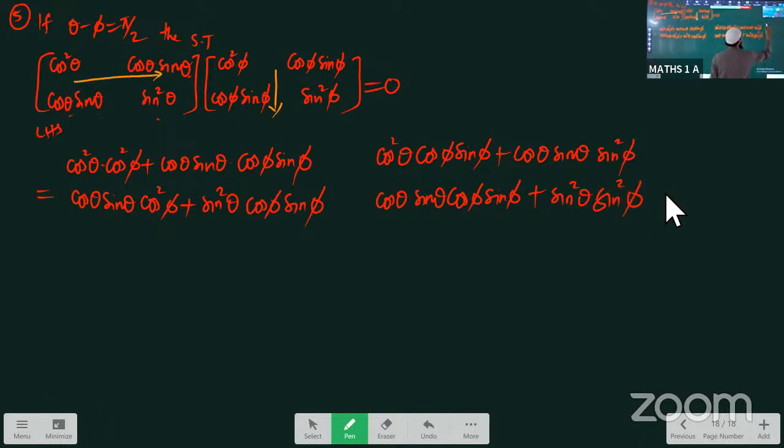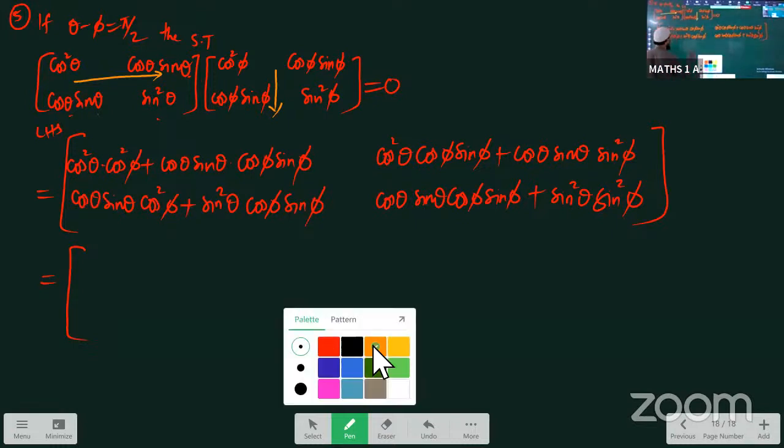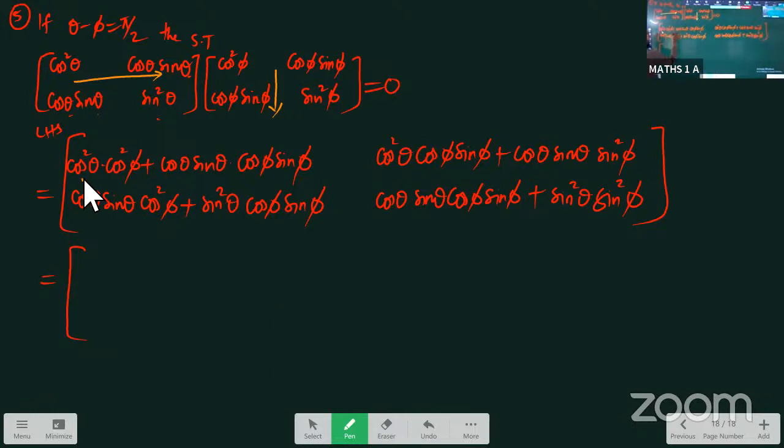This is the multiplication of these two matrices. Please be careful with multiplication. After this, what will we do? We are going to take common. What maximum can we take common? One cos theta we can take common here. You see here, one cos theta and one cos theta we can take common from here. In the same way, one cos phi and one cos phi we can take common here.